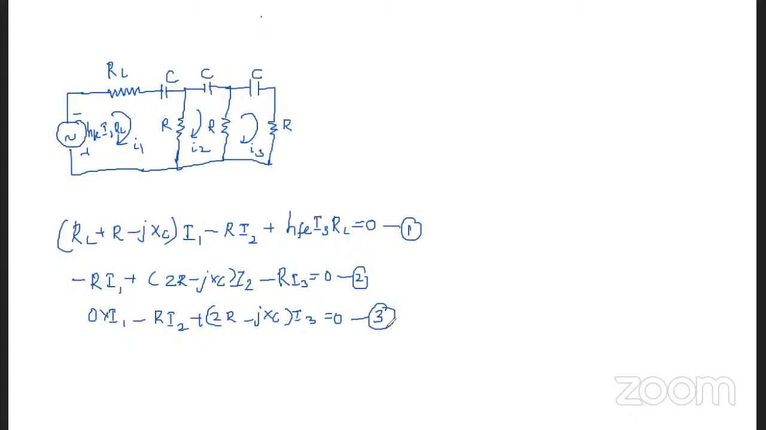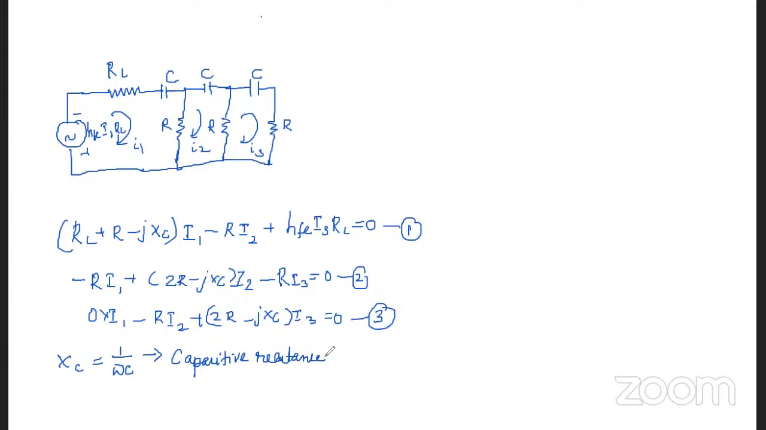So for the three meshes, we have applied Kirchhoff's voltage law and got these three equations. Now, we have written XC, which is equal to 1 by omega C. This XC is the capacitive reactance.